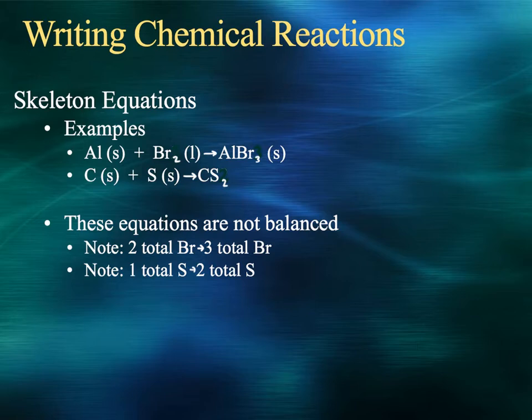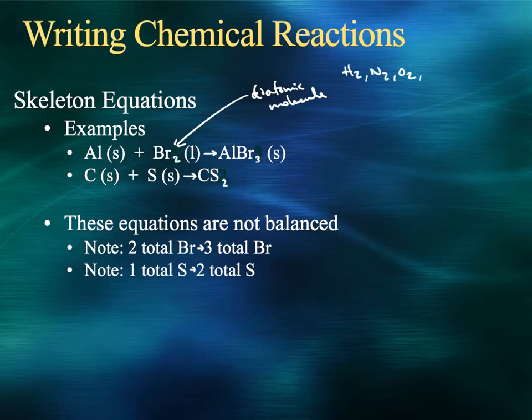Okay. Skeleton equation. So example here is, let's say we have aluminum, and we're reacting that with bromine, solid aluminum plus bromine. Don't forget, bromine is a diatomic molecule. Remember, it's one of the 7.